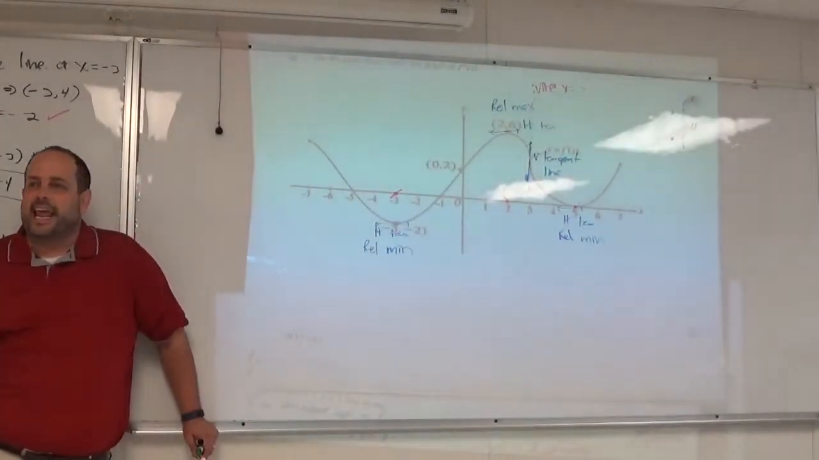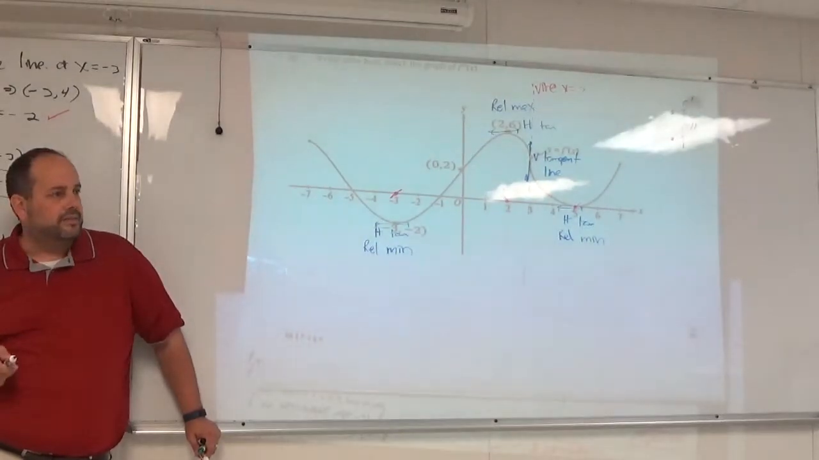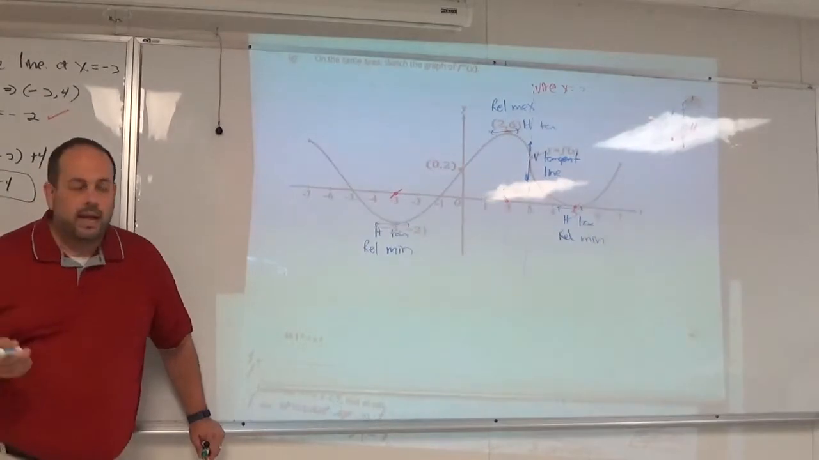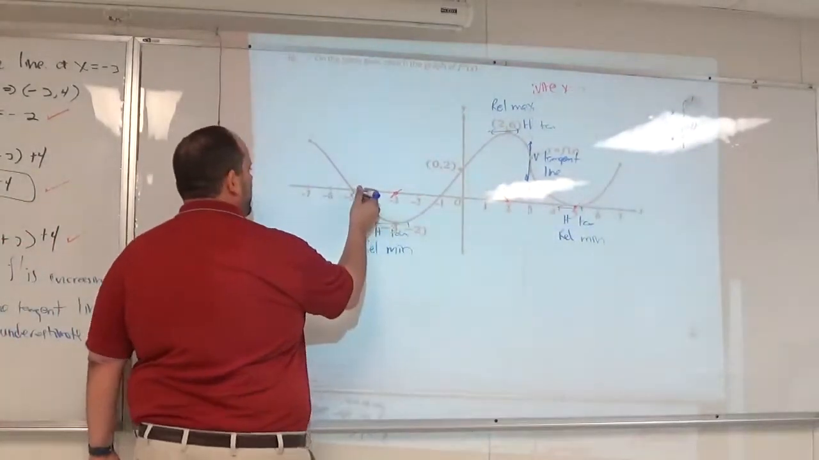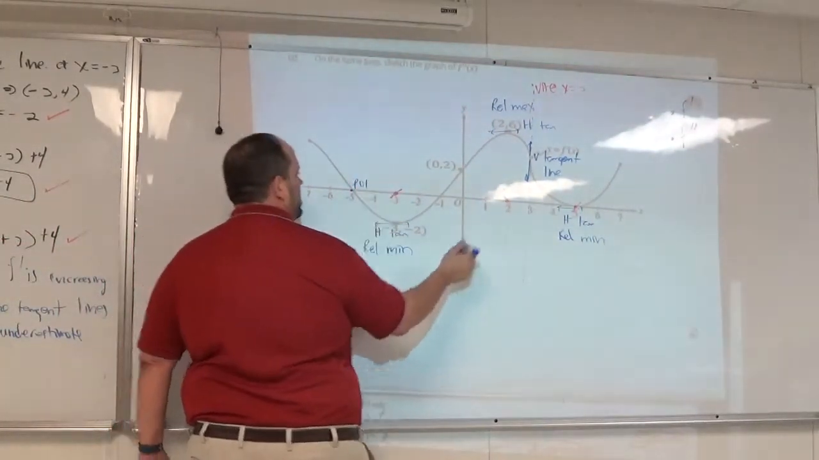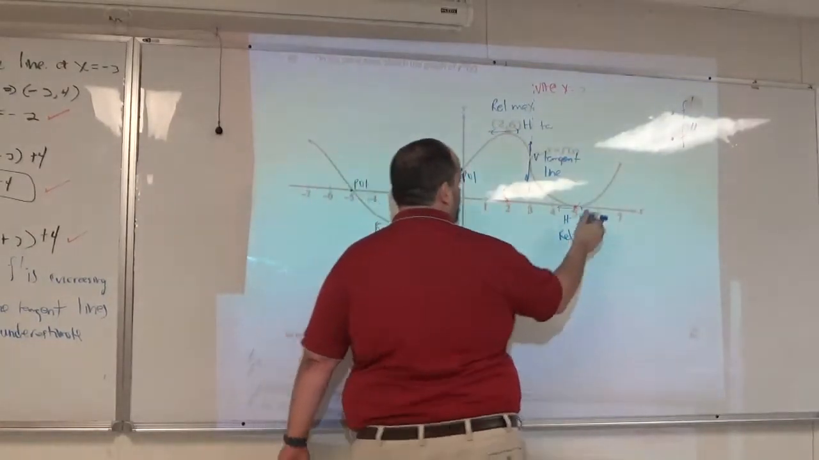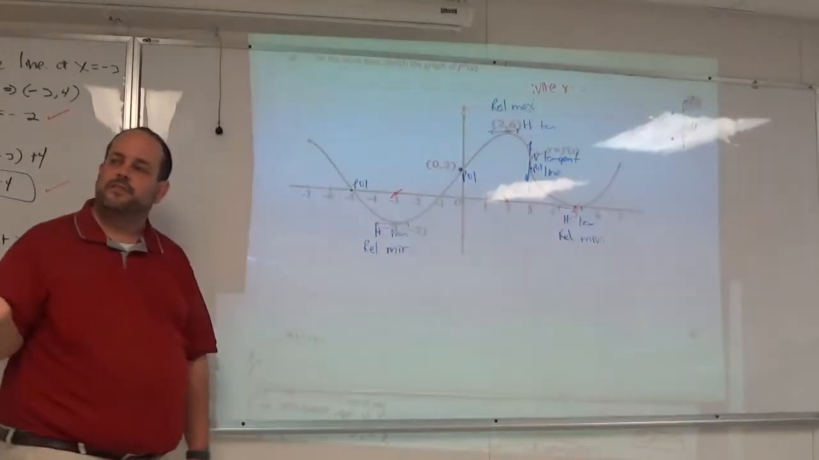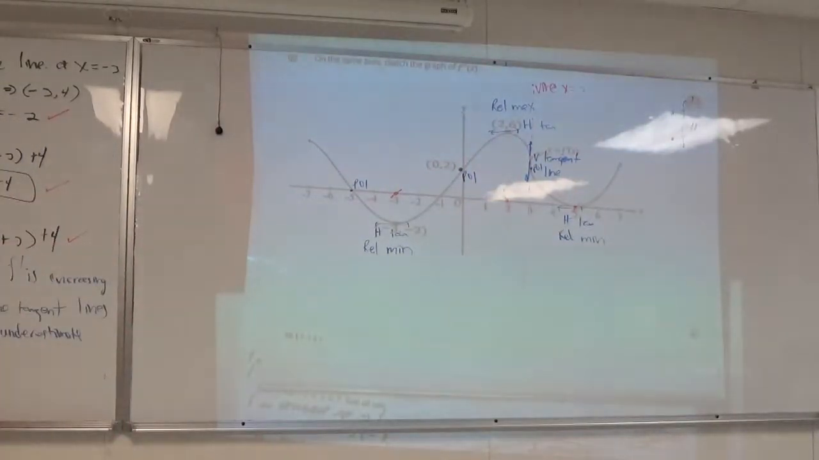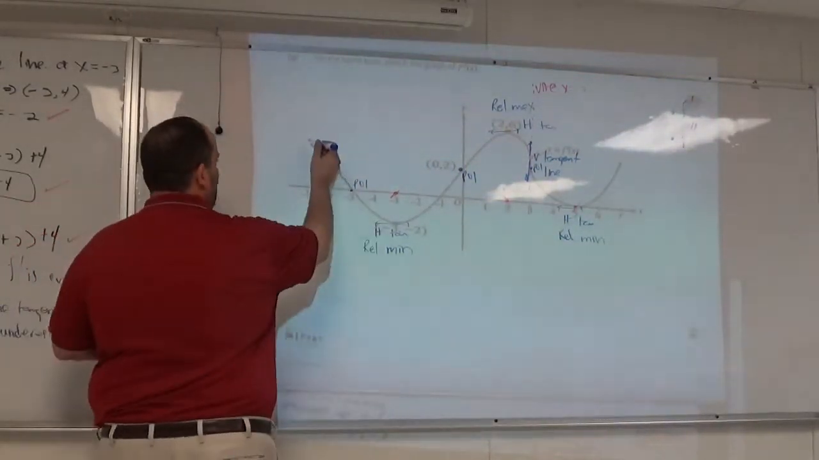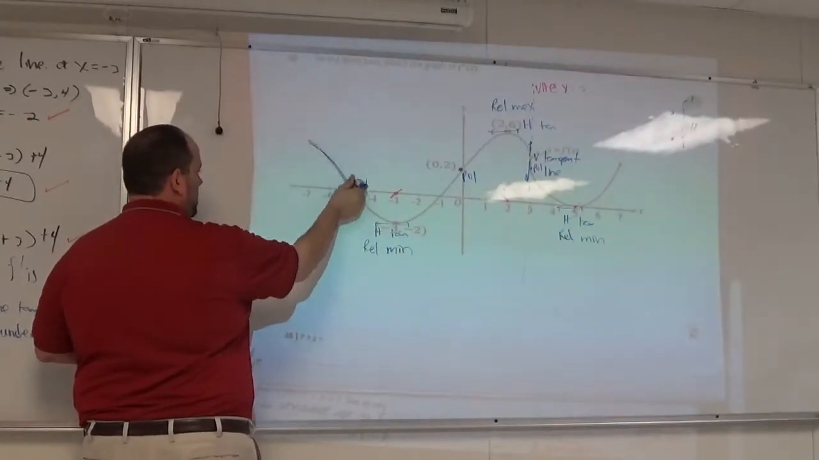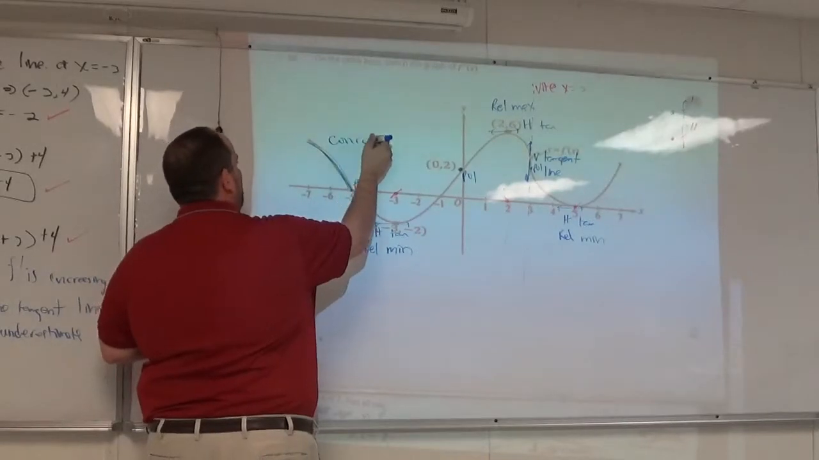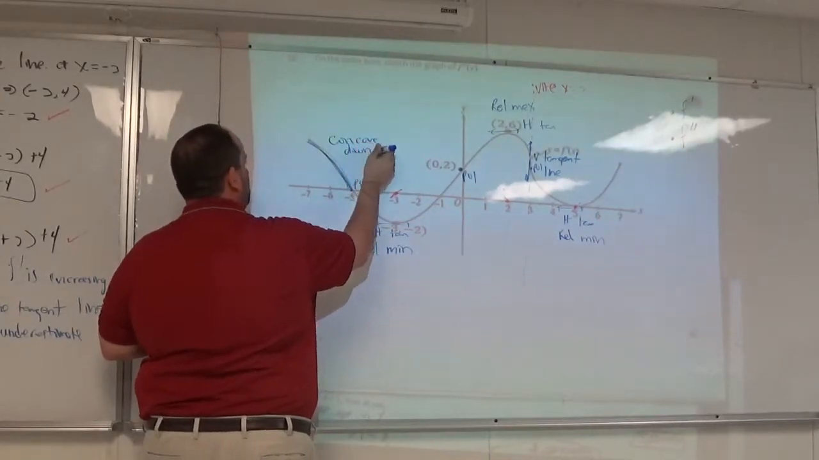Anybody else see anything else that's going to help you with this graph? I told you about points of inflection. There's a point of inflection here, here, and I think over here. At points of inflection, your concavity changes. What kind of concavity do you have here? That's concave down.